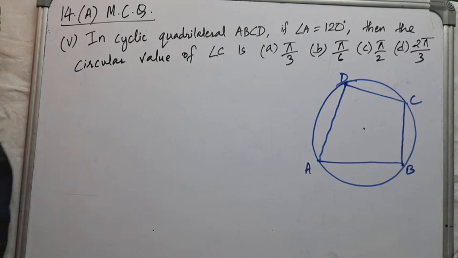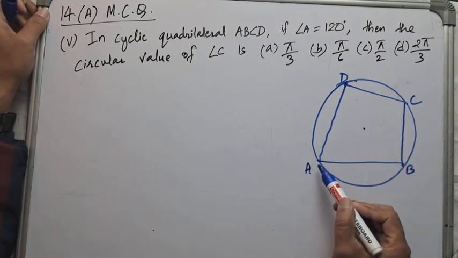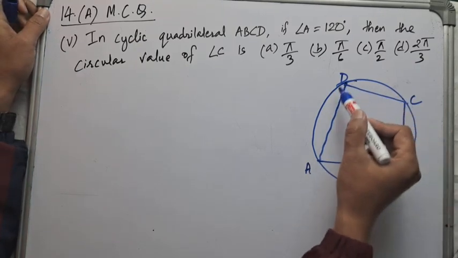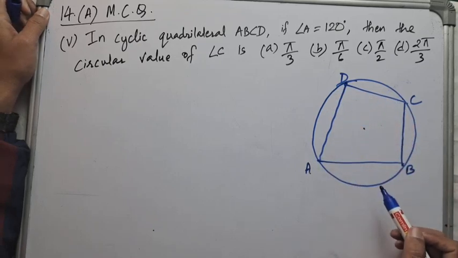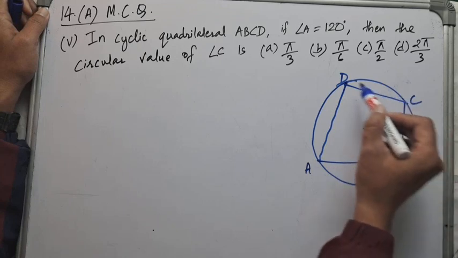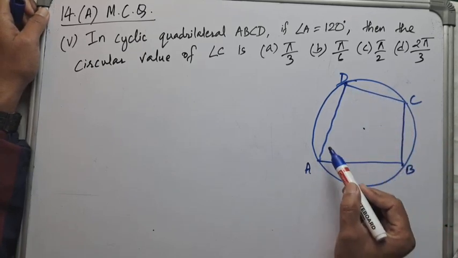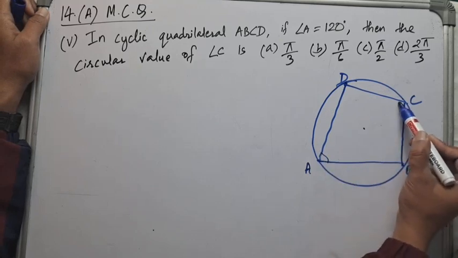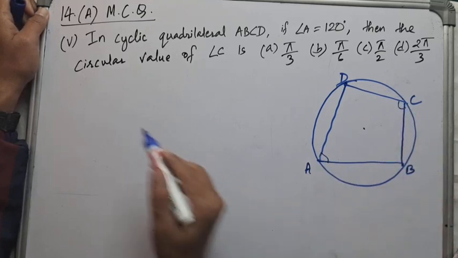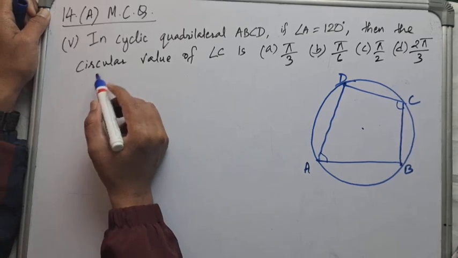So cyclic quadrilateral, this is a cyclic quadrilateral, okay, A, B, C and D. Quadrilateral means plane figure having four sides. Cyclic means in order, okay, A, B, C, D. So angle A and angle C are supplementary to each other, okay. Angle A and angle C.